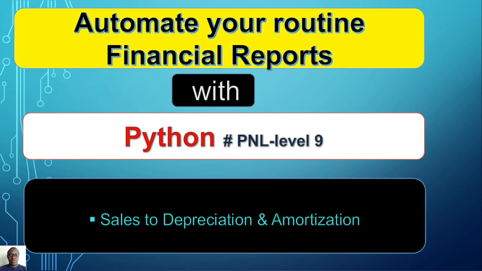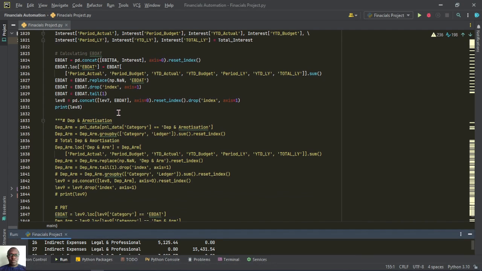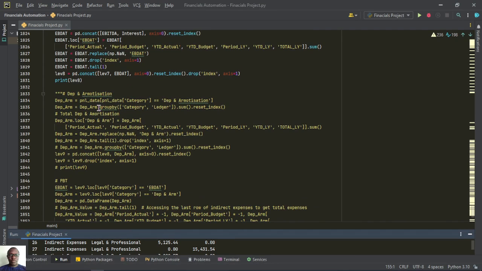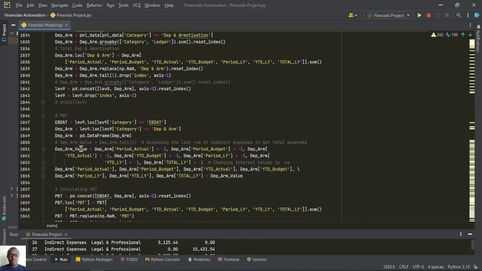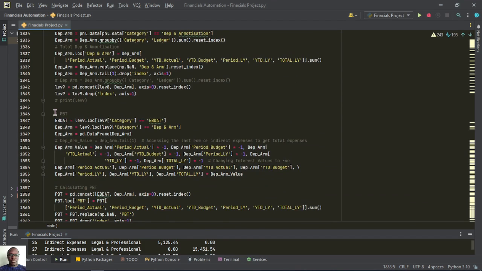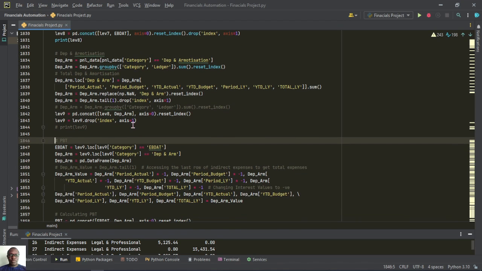So let me take you back to where we are doing our Python code. We've done up to level 8, of which we were talking about the earnings before depreciation, amortization, and tax. So now we want to do the depreciation and amortization element. So I will uncomment the dep and amortization, and then I will comment the PBT.